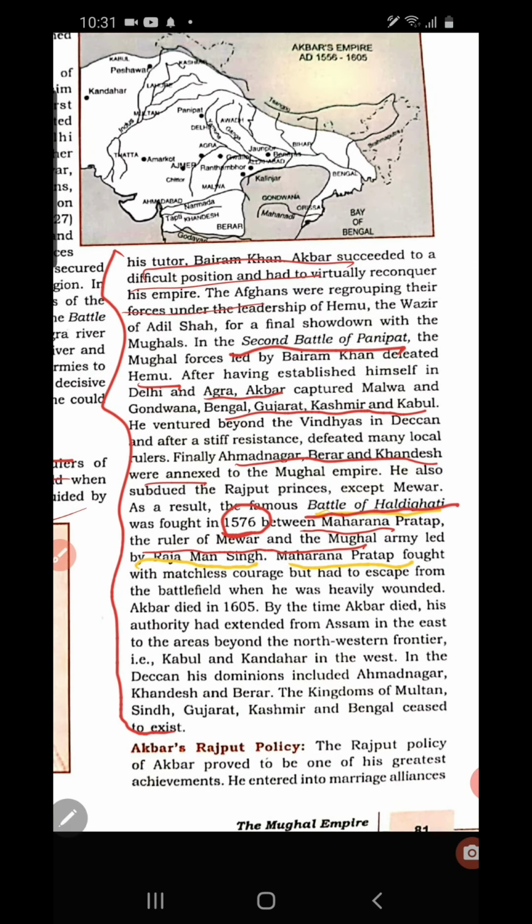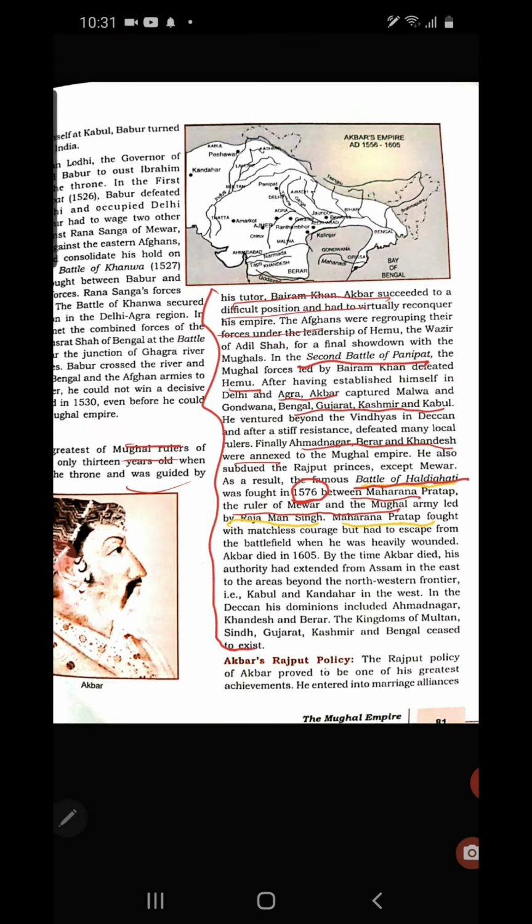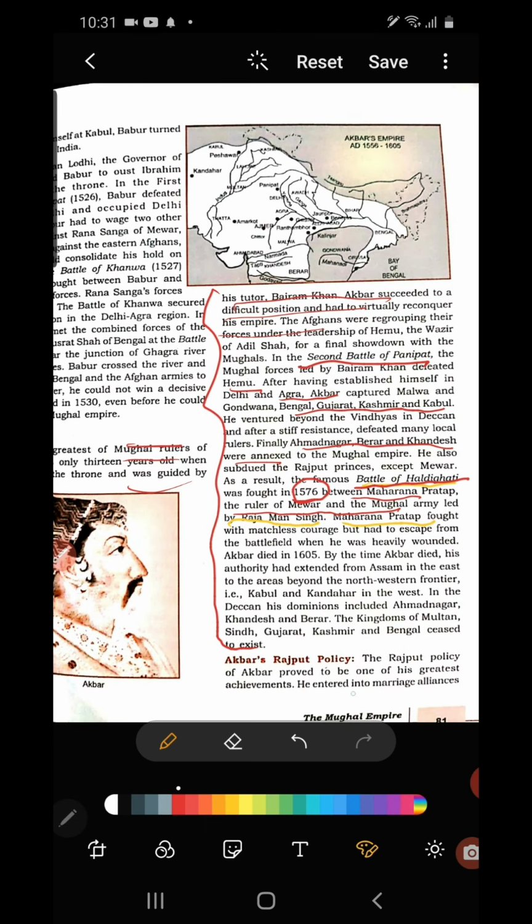Next, let's see. This is also part of political history. Policy. What kind of policy did he adopt with the Rajputs? You know, Rajput rulers, Hindu rulers in India, were very strong. They were always against foreign power in India. But during Akbar's period, Rajputs also became happy and cooperated with Akbar. And why? Because of his policy.